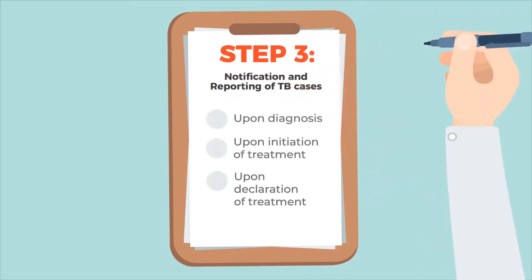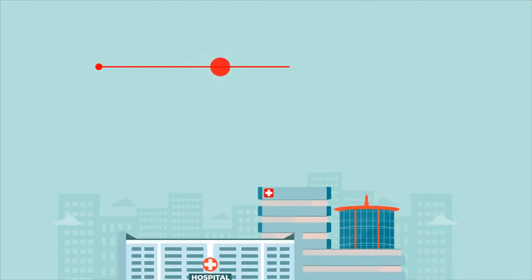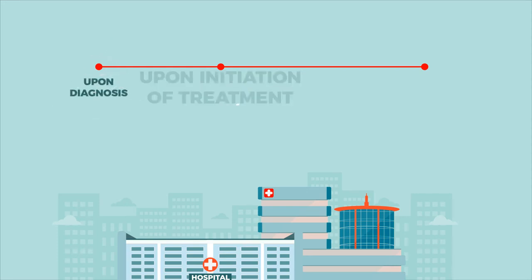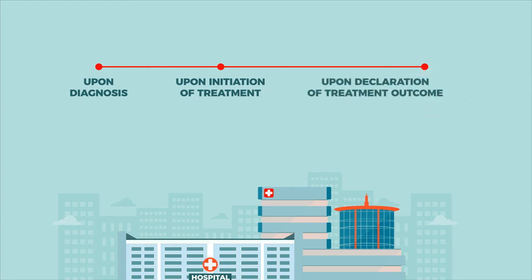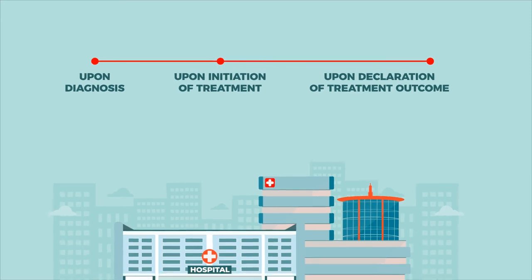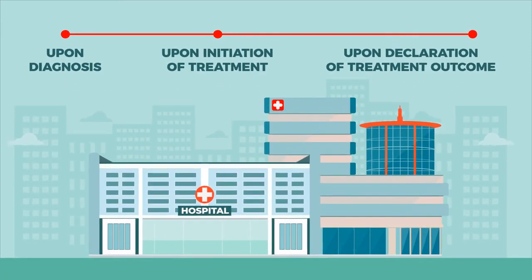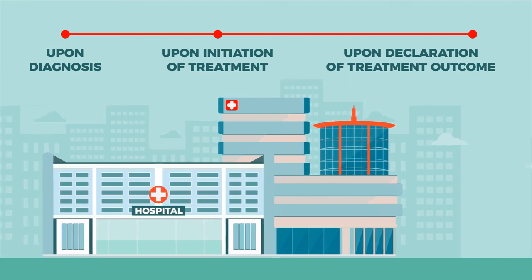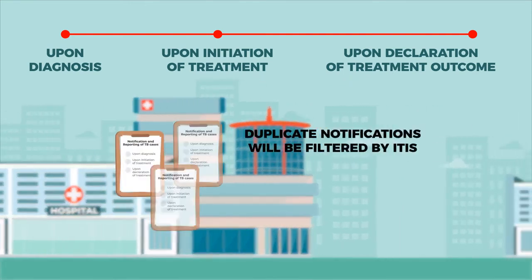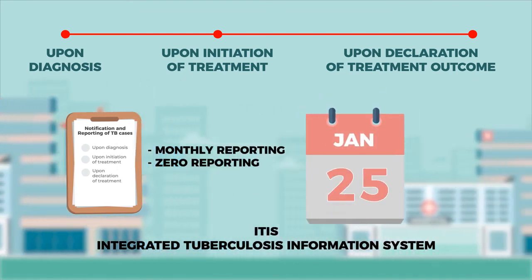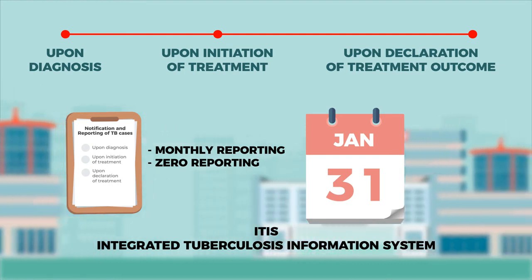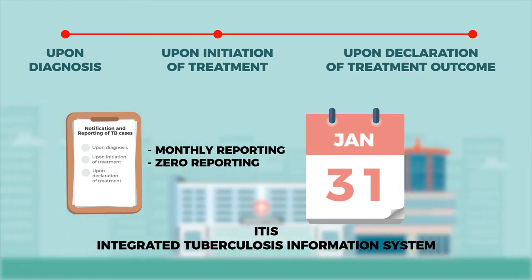Step 3. Notification and reporting of TB cases. All TB patients are notified at 3 time points. First, upon diagnosis. Second, upon initiation of treatment. And third, upon declaration of treatment outcome. It is possible that one or multiple healthcare providers report the same TB patient based on these time points of patient contact. The duplicate notifications will be filtered by ITIS. All TB cases seen during the month will be reported at the end of the month. Zero cases must also be reported.